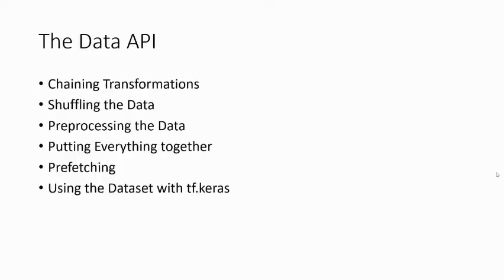So let's proceed further with the data API. In the data API, we are going to understand a few subtopics like chaining the transformations, shuffling the data, pre-processing the data, putting everything together, prefetching, and using the dataset with tf.keras. All these six subtopics under the data API we will learn in detail.